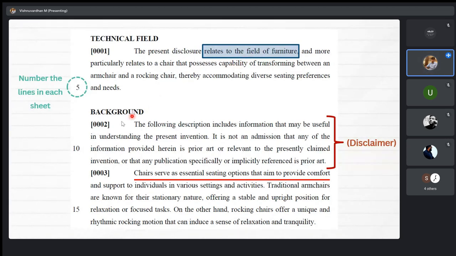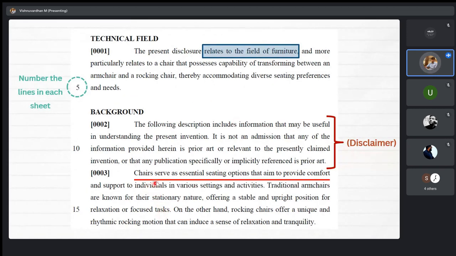That's about it. Then background: the following description includes information that may be useful. So they've just given a disclaimer. This is not needed. Somehow, if you have time and if you have the memory of a genius, you can mug it up and write it. Not really needed at all. I personally did not write this at all. Just start writing the background.